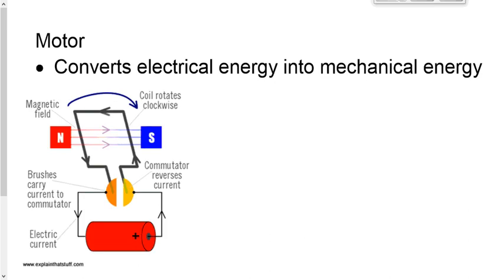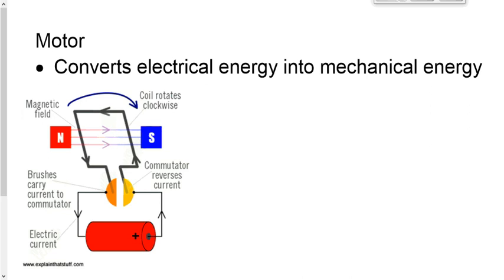A motor, on the other hand, converts electrical energy into mechanical energy. So they're the same device, essentially, just put in reverse. It's a little bit of a white lie. It kind of depends on what kind of generator and motor we're talking about. Actually, a DC motor and a DC generator are the exact same device.